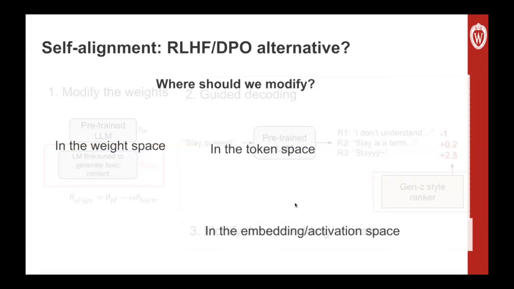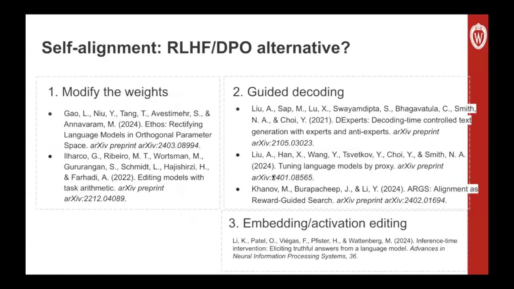But I guess the main difference between these three families of approaches is just where we want to make the modification. The first one is modifying directly in the weight space. The second one is directly modifying in the token space. So what we want to try is to do this modification in the embedding or activation space. Also, if people are interested in looking into works in these families, I put citations here. Great work, you should check it out.